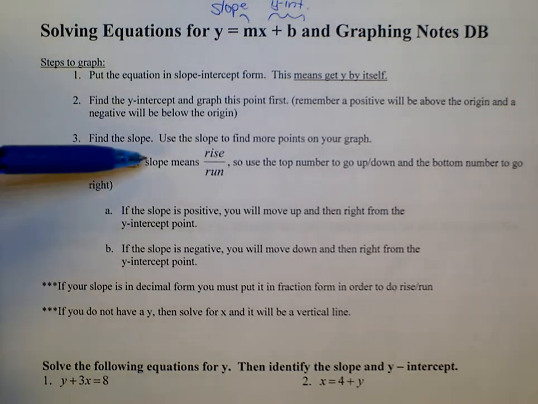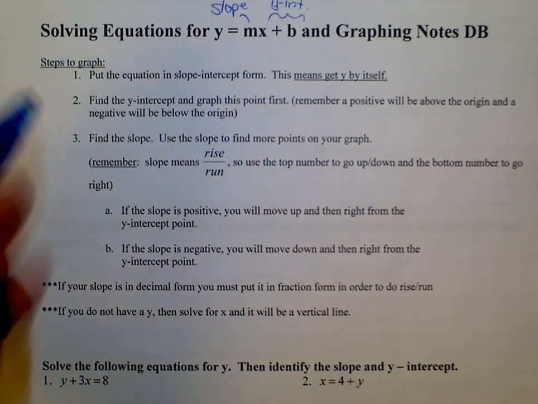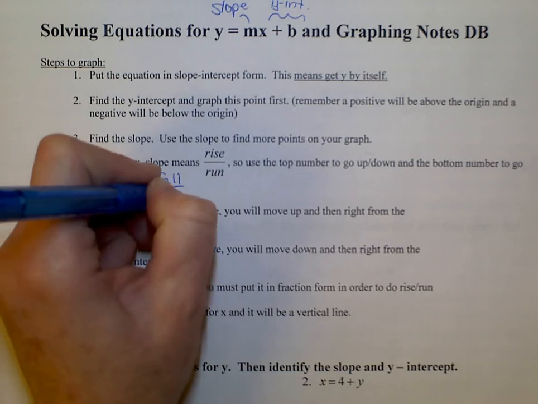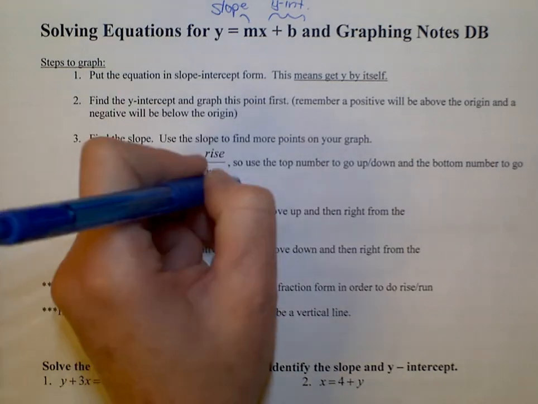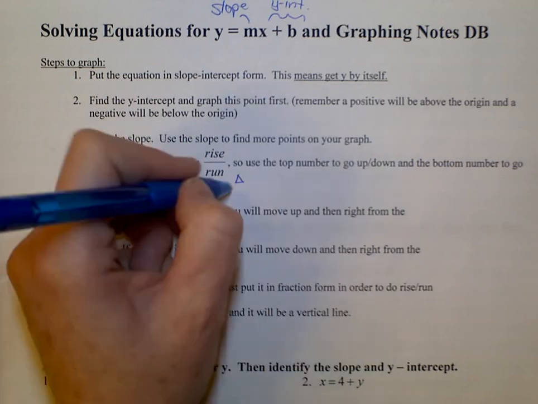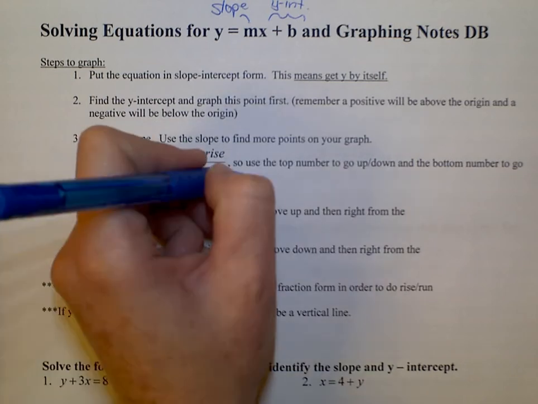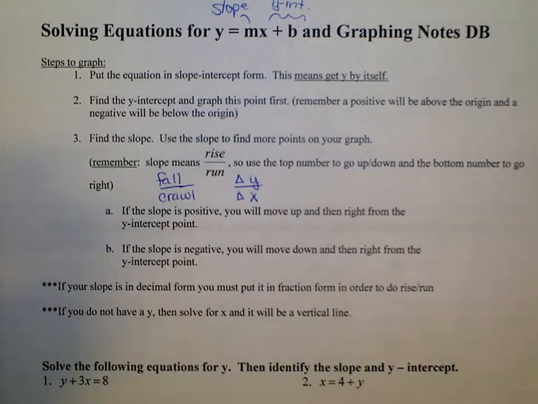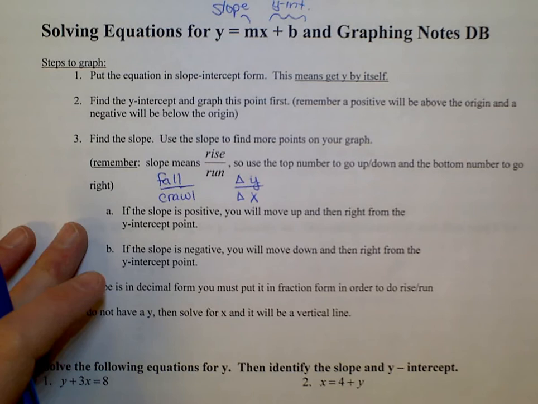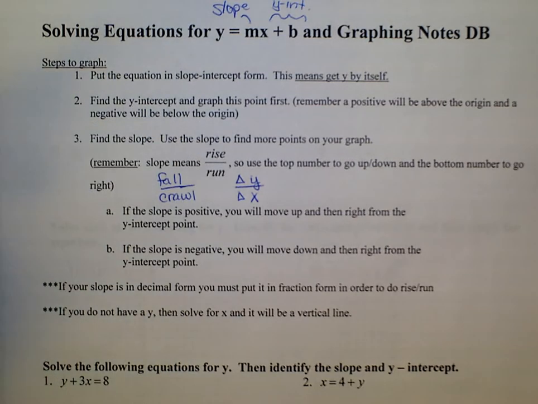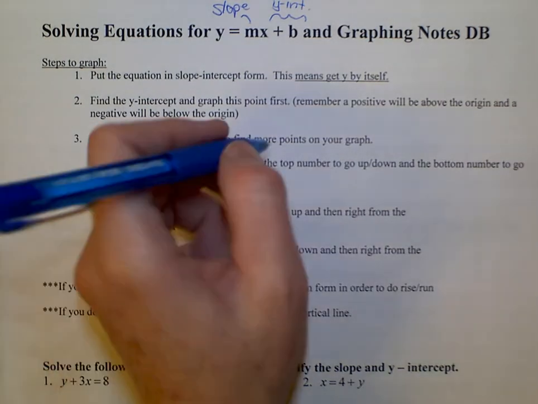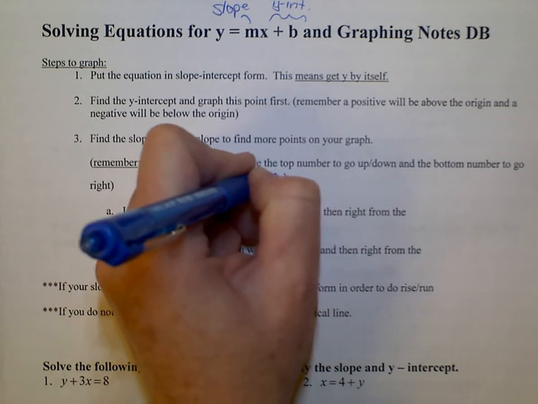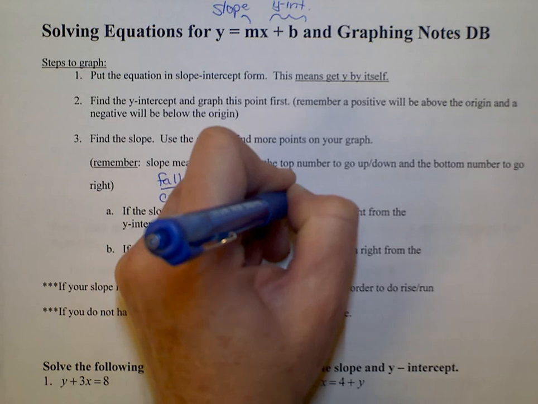Remember, slope means rise over run. It's also fall over crawl, or it's your change. Remember, the little triangle is a delta sign. It means change in the y over the change in the x. Okay? So use the top number to go up and down and the bottom number to go right or left. So this goes up or down, and this one goes just to the right.